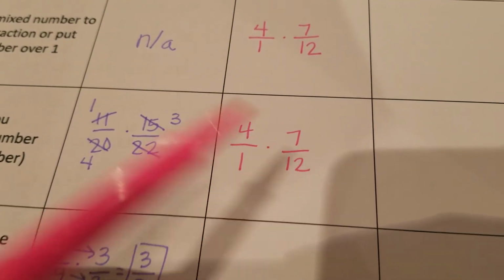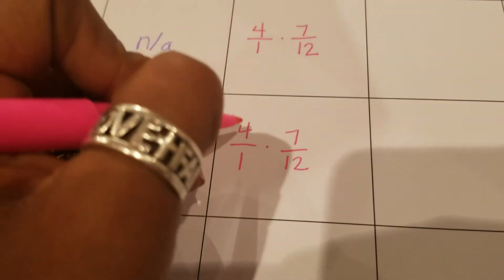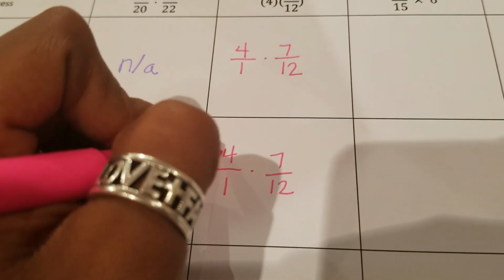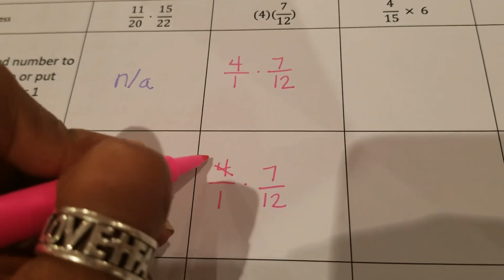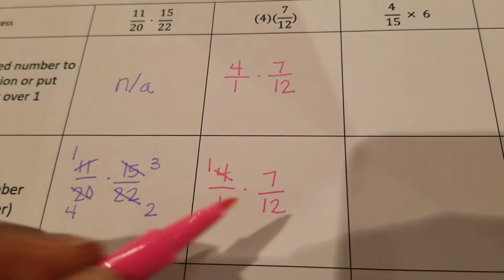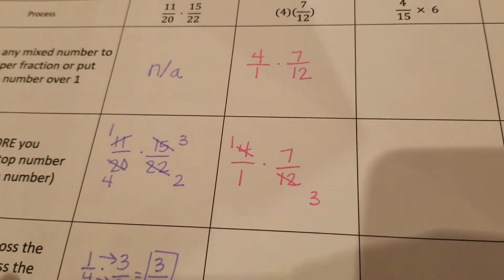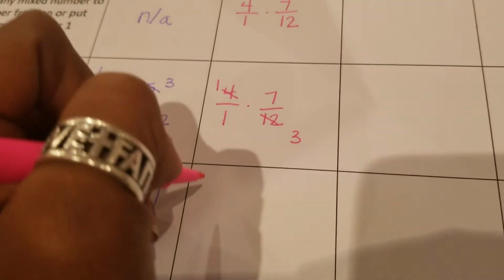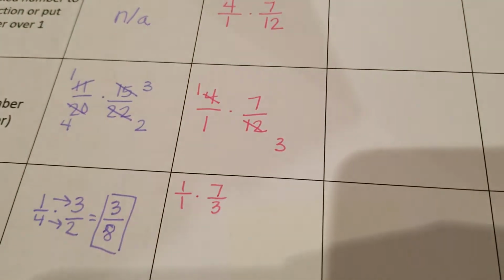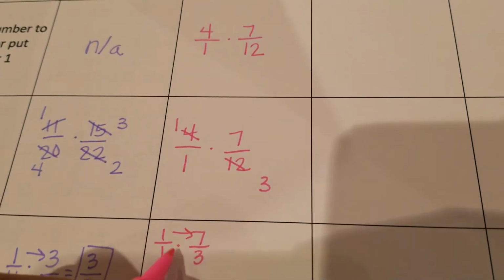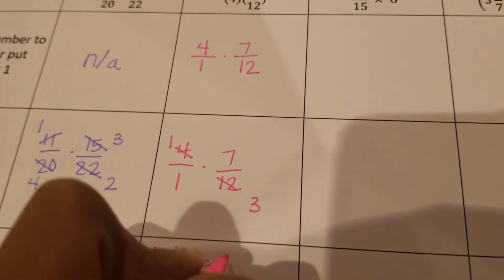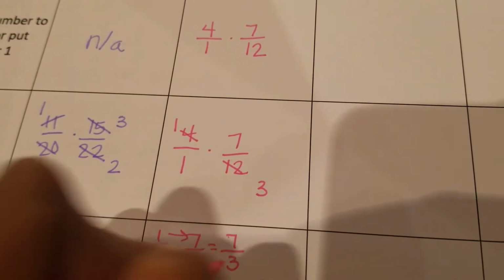We can't simplify 4 with 1 or 7 with 12, but let's check diagonally. 4 and 12 are both underneath the 4 in our multiplication chart. So they have a common factor of 4. 4 divided by 4 is 1. 12 divided by 4 is 3. And then we can rewrite what we have. So that's 1 over 1 times 7 over 3. And multiply straight across. 1 times 7 is 7. 1 times 3 is 3.